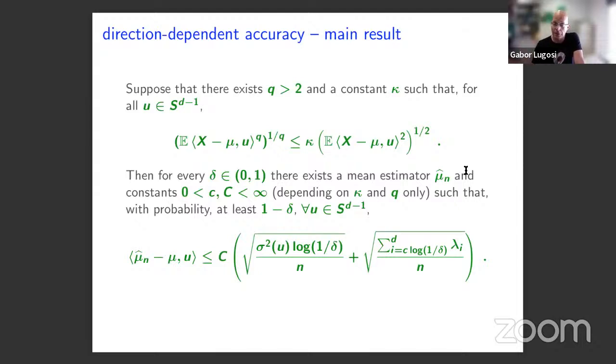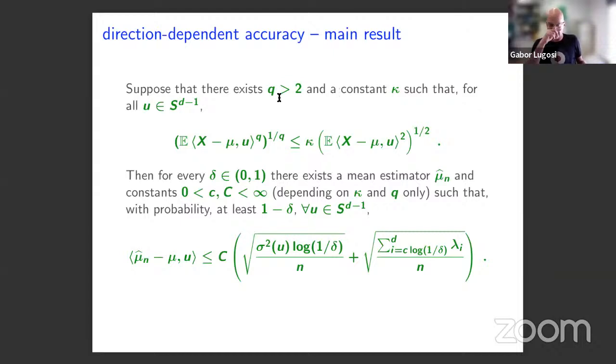Okay. So now the question becomes, can we do something like this for non-Gaussian distributions? Can this be done for all distributions with a finite second moment? We don't know the answer to that question. However, what we know is that under a little bit more than second moment assumptions, one can achieve this kind of bounds.